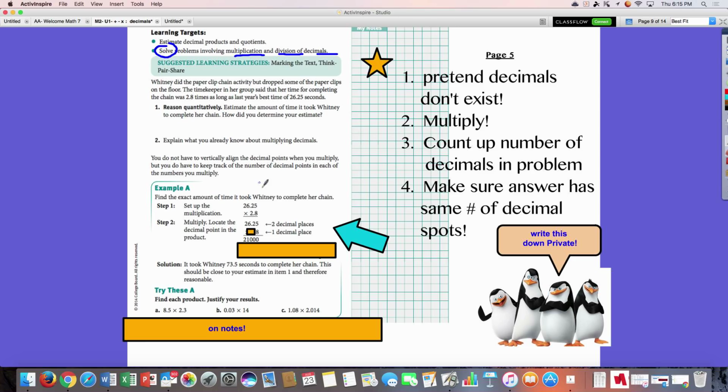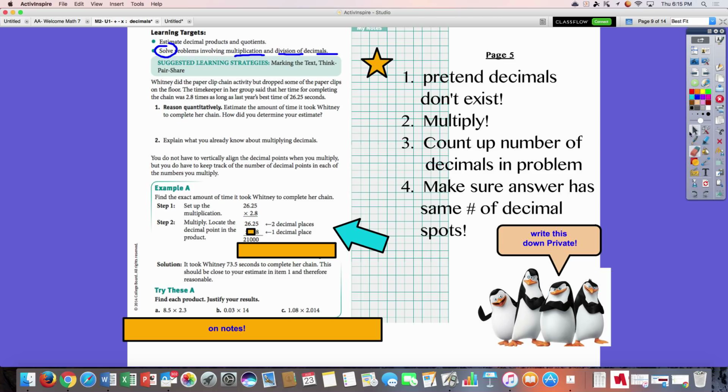All right, let's look at this problem right here. We've got 26.25 times 2.8. I'm just going to pretend that decimals don't even exist. I'm going to multiply the first row. 8 times 5 is 40. I put the 0 down, carry the 4. 8 times 2 is 16, plus 4 is 20. Put the 0 down, carry the 2. 8 times 6 is 48, plus 2 is 50. Put the 0 down, carry the 5. And 8 times 2 is 16, plus 5 is 21. So 2625 times 8 is 21000.